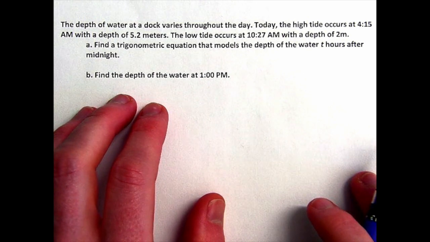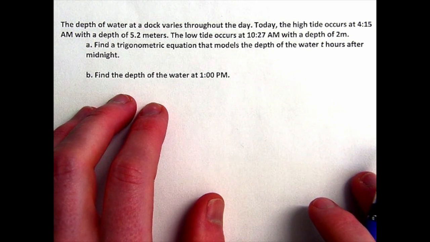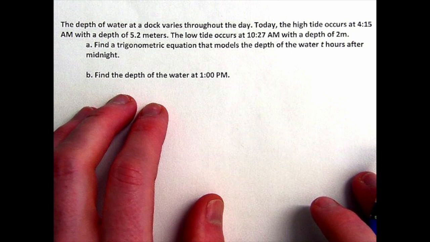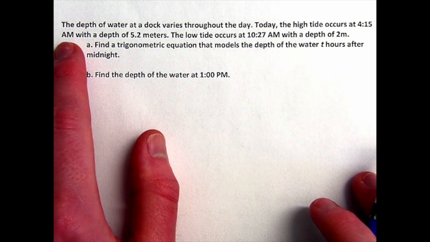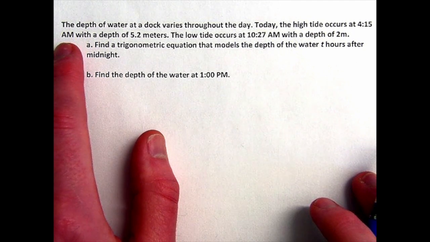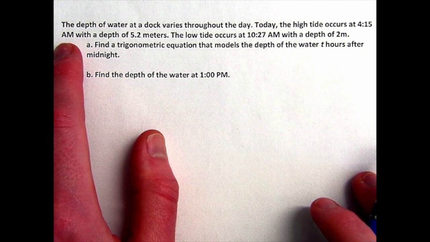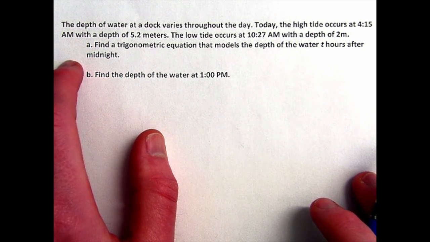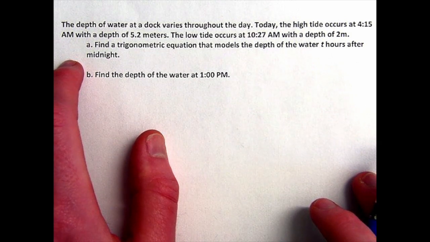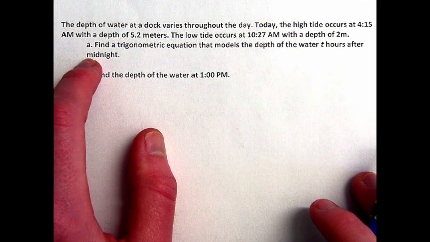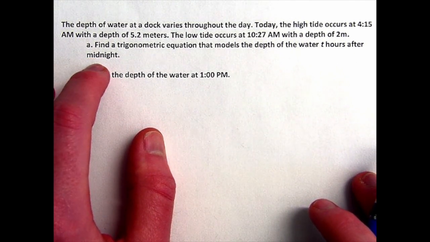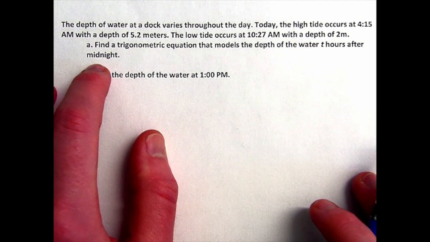It says the depth of water at a dock varies throughout the day. Today, the high tide occurs at 4:15 a.m. with a depth of 5.2 meters. The low tide occurs at 10:27 a.m. with a depth of 2 meters. And the first part of this problem is to find a trigonometric equation, in other words, a function, that models the depth of the water t hours after midnight.